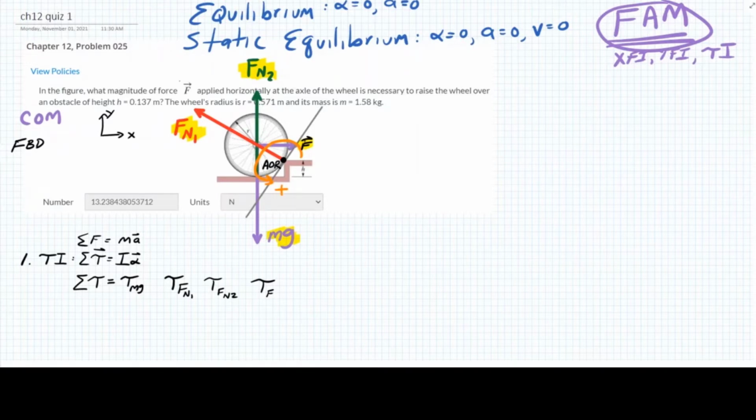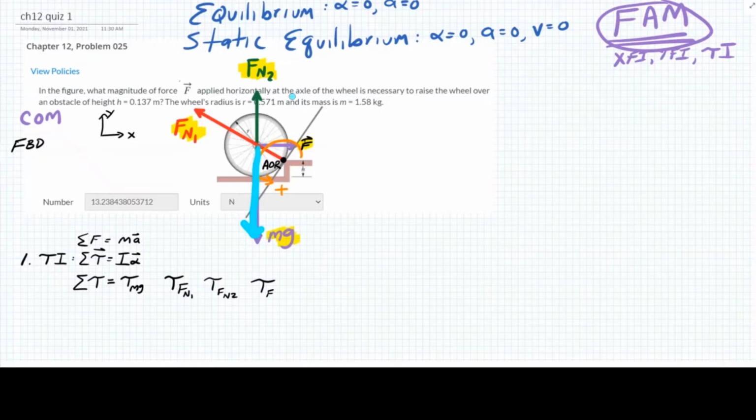Your fingers curl in the direction of the force and your thumb points along the AOR. So if I'm looking at mg, I'll play this with mg. Here's mg. My fingers are going to be curling in the direction of mg. I have to curl my fingers so they flow in the direction of mg, and then my thumb points in the direction of the AOR, of the plus or minus. My thumb is aligned with the AOR, and it points in the direction of the torque.